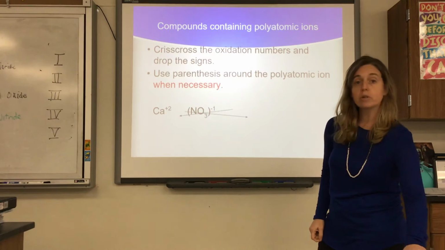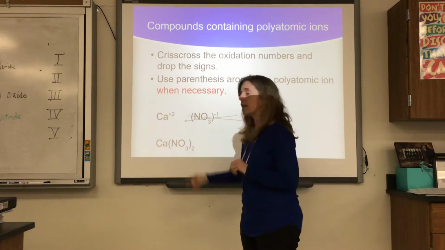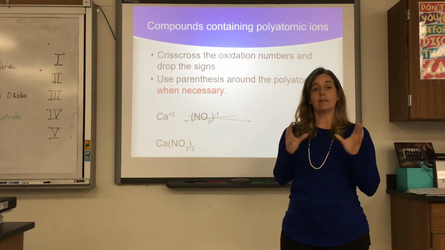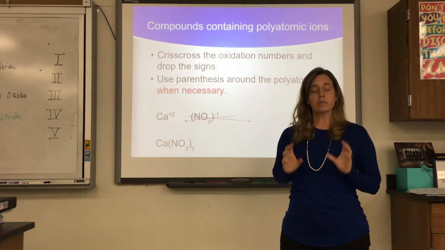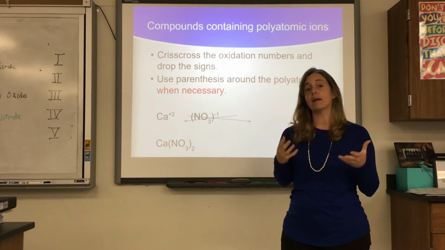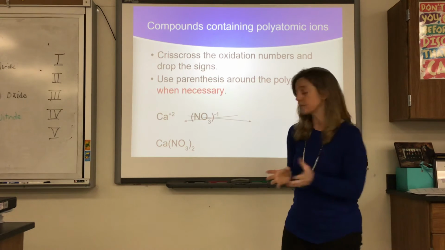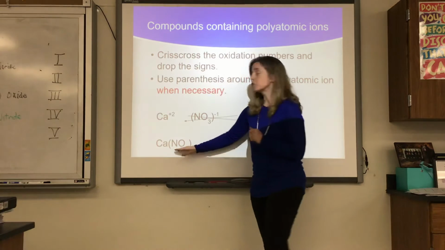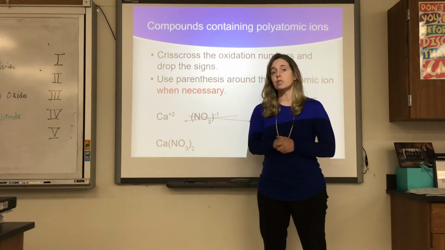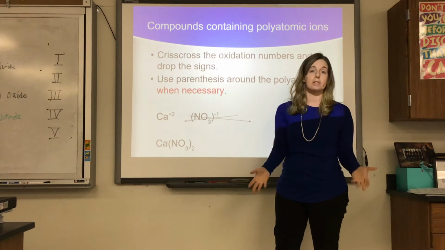Now, once you do this, a common mistake people make is they don't put the NO3 in parentheses. If you are writing a subscript on the polyatomic ion, you have to put the polyatomic ion in parentheses. Otherwise, you're actually changing what this is. If you don't put parentheses here and then go ahead and put a 2 there, that's going to be NO32, and that doesn't even exist. It's not even possible, okay?